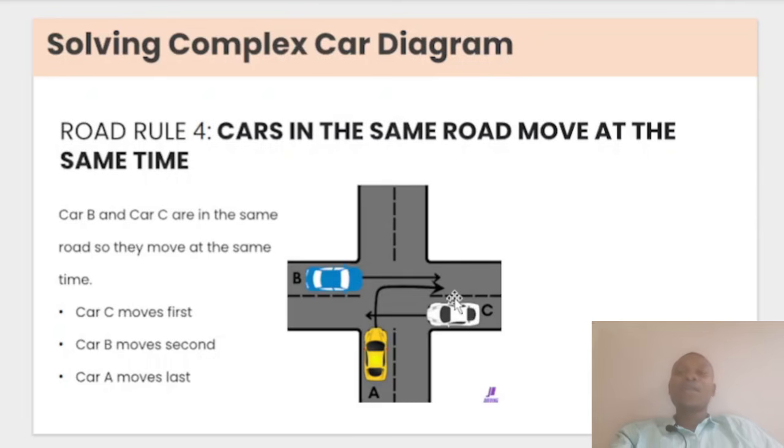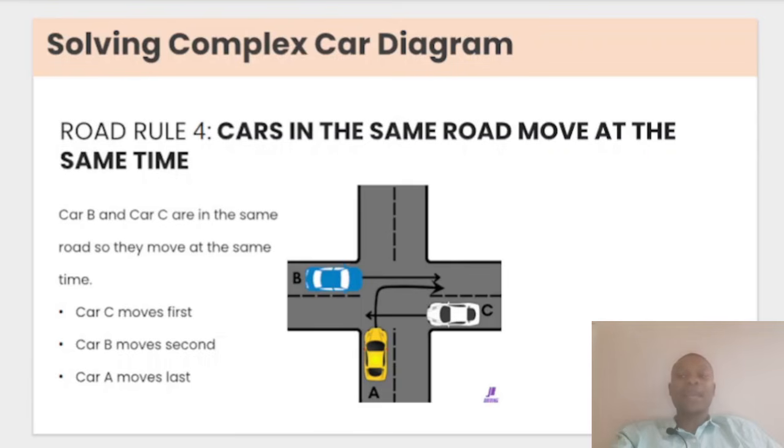Now, like we said, by using road rule 1, you can see that we are already using 2 road rules to answer the same question. We use road rule 1 here because road rule 1 says give the right of way to traffic approaching from your right. So road rule 1 says that car C should go first because it has no car on its right. Then road rule 4 states that cars in the same road move at the same time, which means that as C moves, B will also move. B will take advantage. Okay, now let's test that theory.